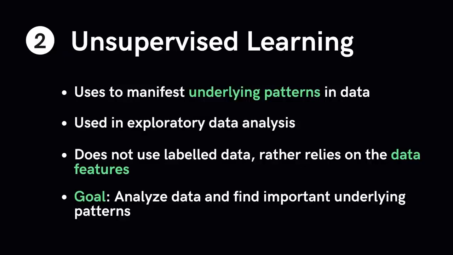Unsupervised learning is a branch of machine learning that is used to manifest underlying patterns in data and is often used in exploratory data analysis. Unlike supervised learning, unsupervised learning does not use labeled data, but instead focuses on the data's features. Labeled training data has a corresponding output for each input. The goal of an unsupervised learning algorithm is to analyze data and find important features in that data. Unsupervised learning will often find subgroups or hidden patterns within the dataset that a human observer might not pick up on, and this is extremely useful, as we'll soon find out.